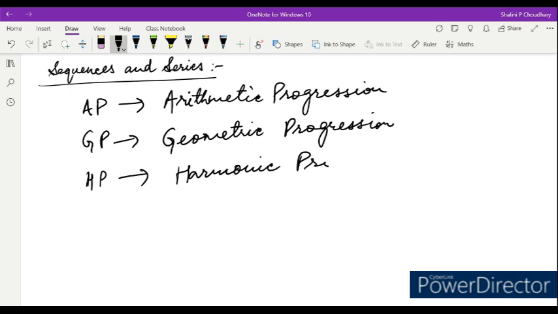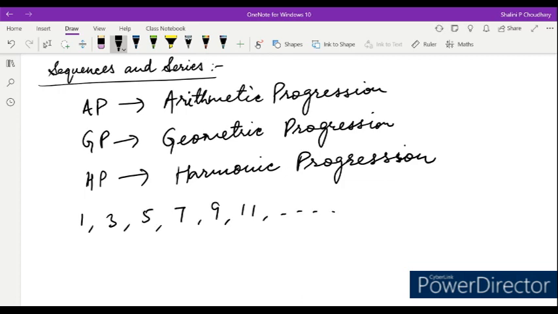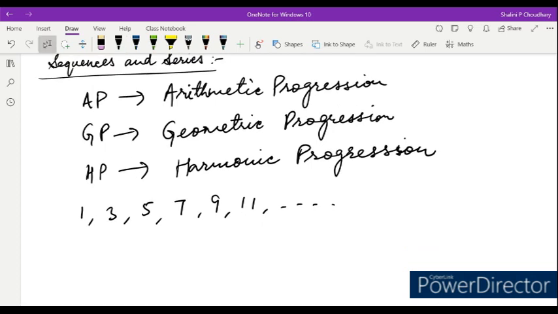So what does it mean? What is progression? First of all, a progression is a sequence that is following a specific pattern. Arithmetic progression means they have some common difference. If some sequence is given, 1, 3, 5, 7, 9, 11, you have to find out the next number. So how can you find it?